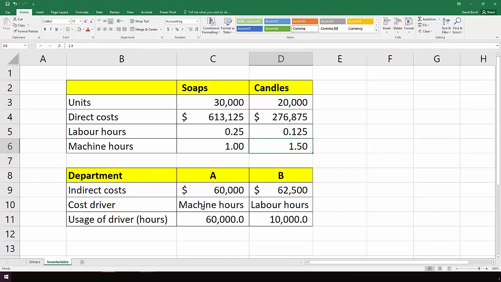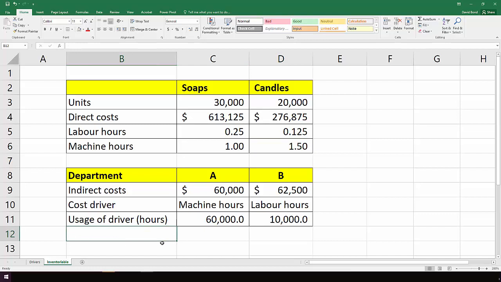We also have this information about the indirect costs. There are two departments with indirect costs involved. We've got indirect costs of 60,000 and indirect costs of 62,500. Indirect costs here are driven by machine hours, over here by labor hours, and there are 60,000 hours for A and 10,000 hours for these.